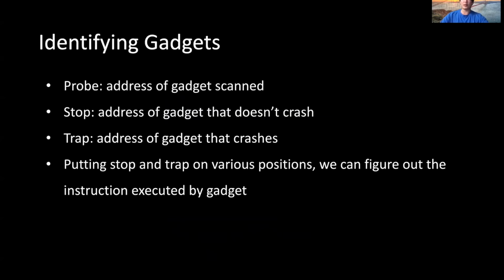We need to determine the kinds of gadgets we found. Probe is the address of the gadget scanned. Stop is the address of a gadget that doesn't crash. Trap is the address of a gadget that crashes. Putting stop and trap in various positions, we can figure out the instruction executed by the gadget.